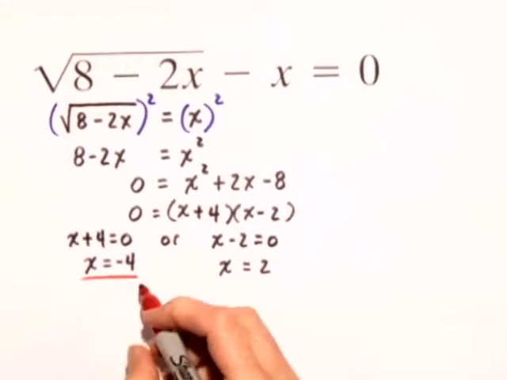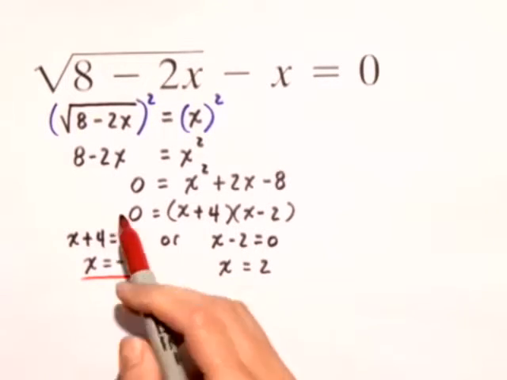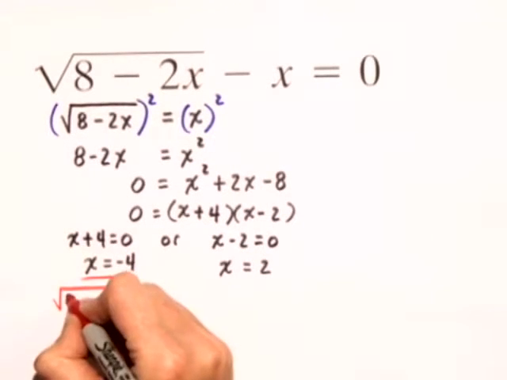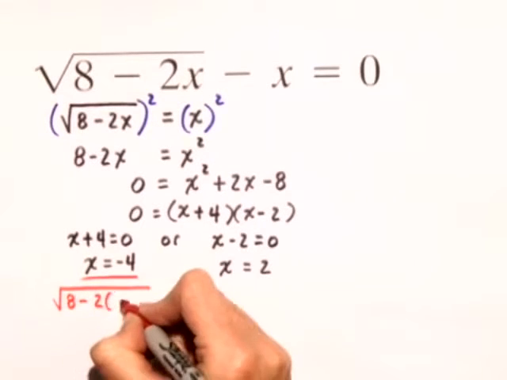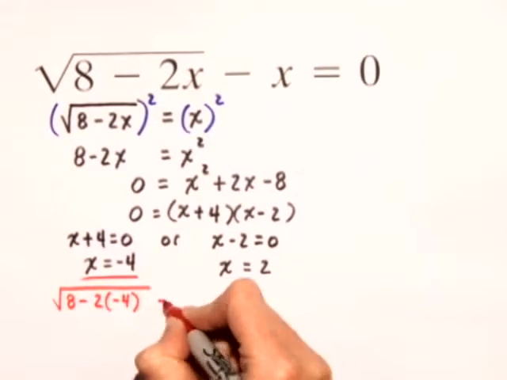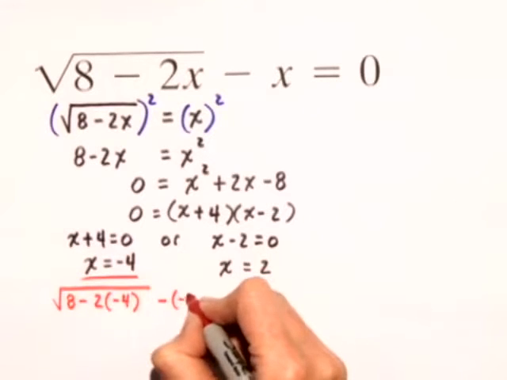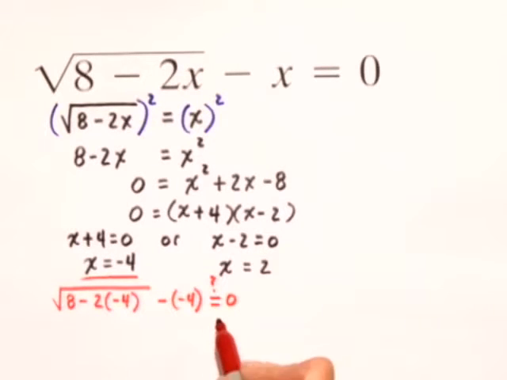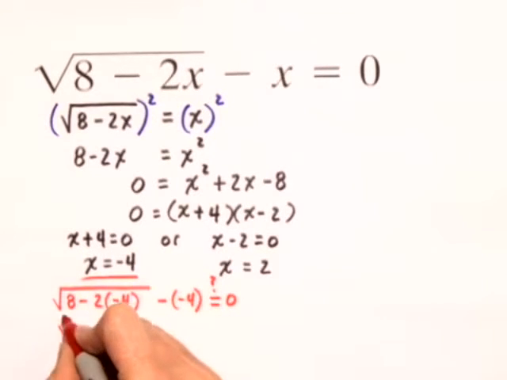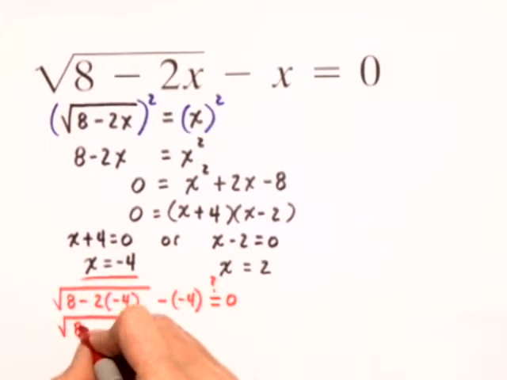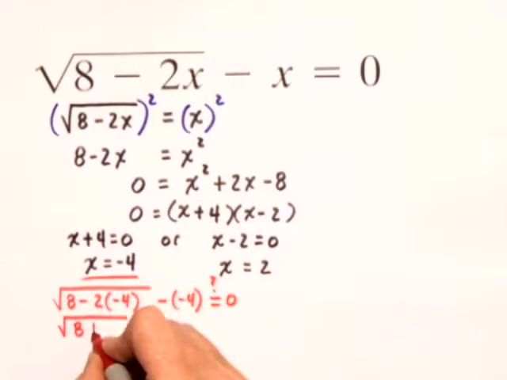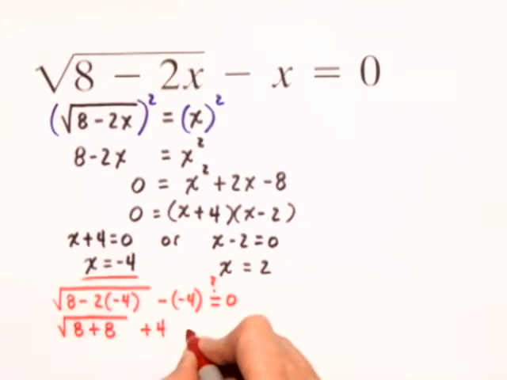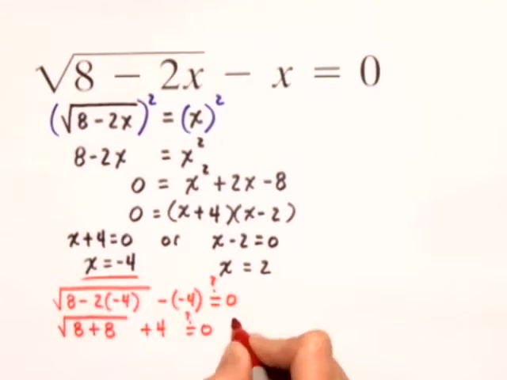First, let's check x is equal to negative 4, and we'll substitute that into our original equation. And we have the square root of 8 minus 2 times x, which is negative 4, minus x, which is negative 4. The question is, is that equal to 0? Is that a true or a false statement? Well, we have the square root of 8 minus 2 times negative 4 gives us plus 8, minus negative 4 gives us plus 4. Is that equal to 0?